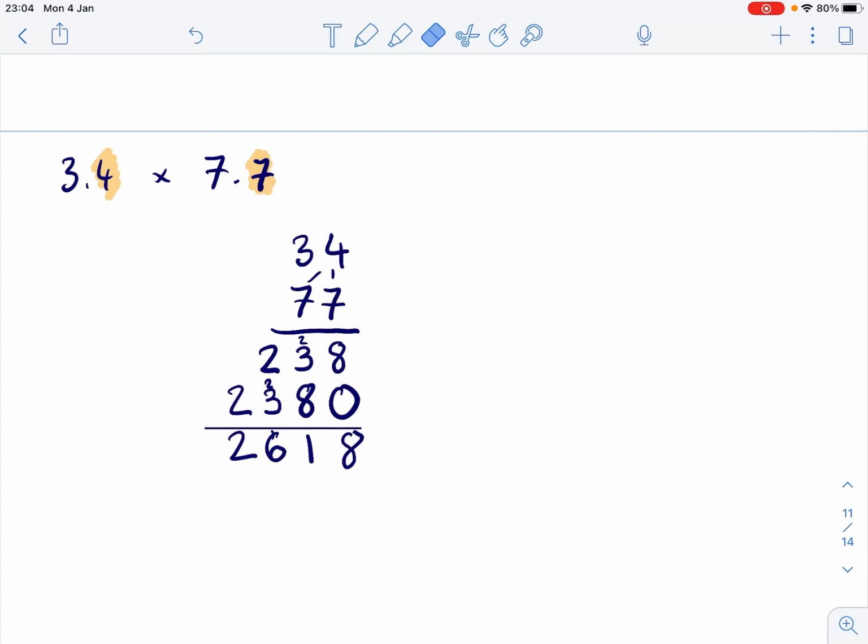Okay, so there are 2 decimals, which means I need to go 2 places from the right. My new decimal is going to go after that 6. So my final answer is 26.18.